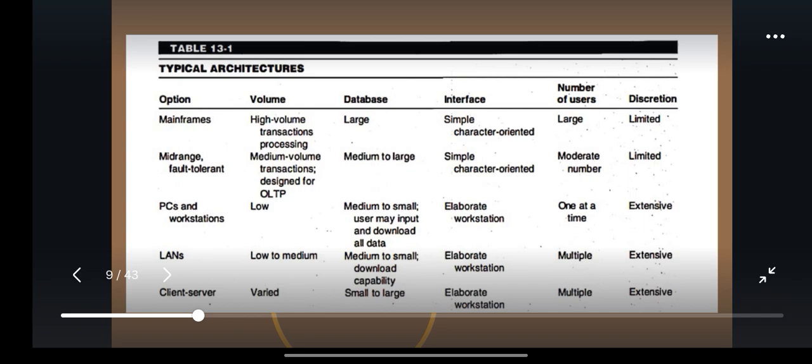And then for the interface, the mainframe is simple, the mid-range is also simple, and then the PC is elaborate, while the LAN is elaborate, same as the client server. So, the number of users in the mainframe is large, so many. In the mid-range it is a moderate number only, so just right. For the PC, it is one, while the LAN is multiple, client server multiple. Discretion in the mainframe is limited. And then in the mid-range also limited. While in the PC, LANs, and client server, it is extensive.